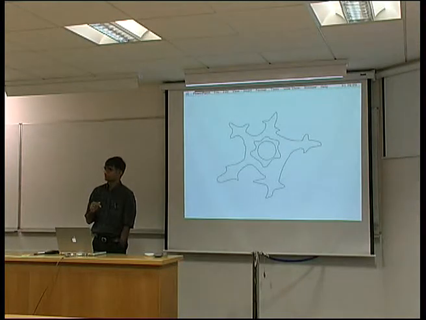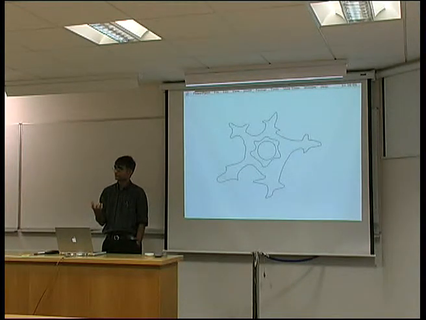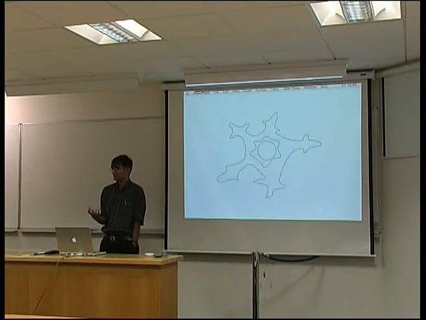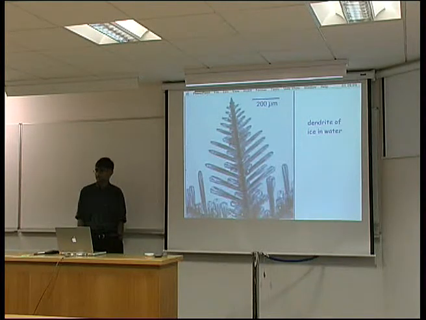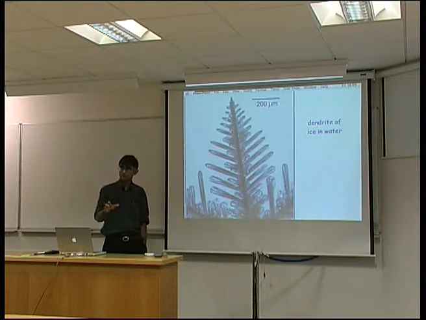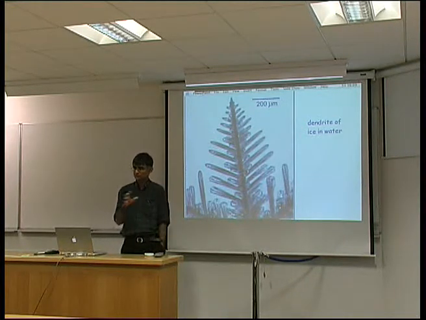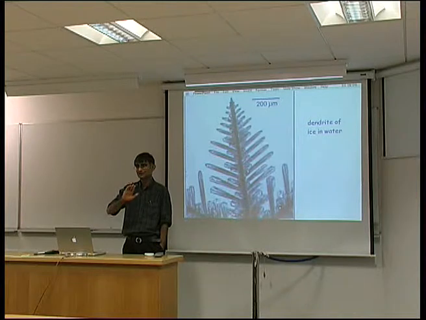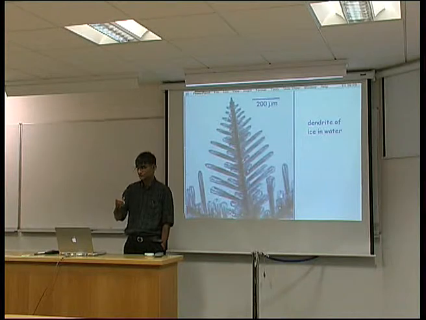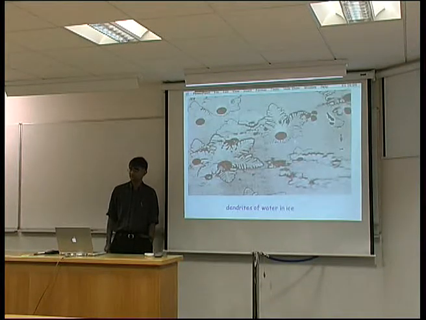Is there anyone Greek over here? Dendros in Greek means tree. Here is an example of a dendrite of ice, which is in water. And the next one is surprising. It will be a dendrite of water in ice. So supposing you are living in very cheap accommodation, which has no central heating, and you form this ice on the window in winter, when it starts to thaw, you will be able to see dendrites of water inside that sheet of ice. And they will look like this. So these are dendrites of water.